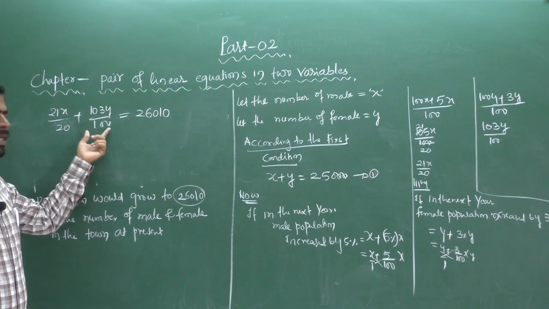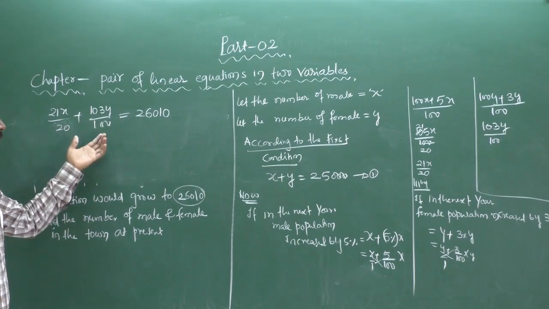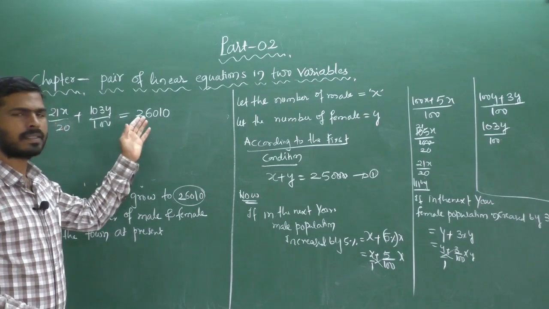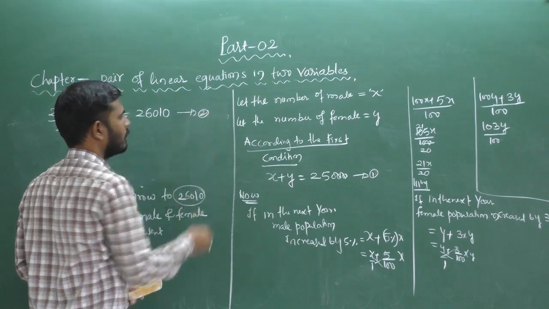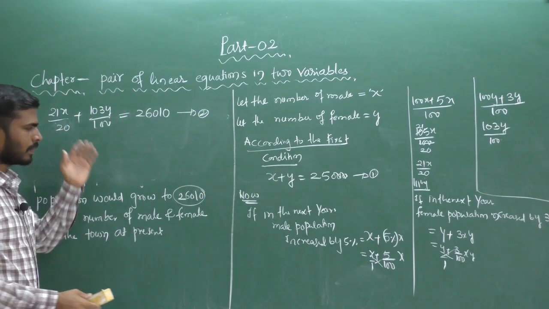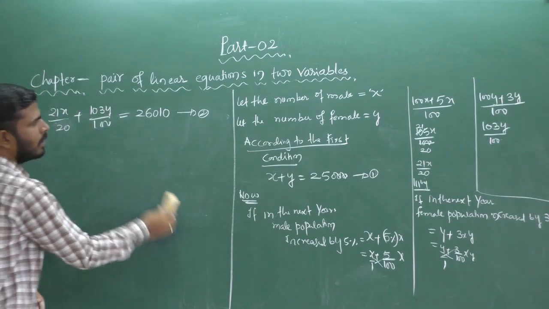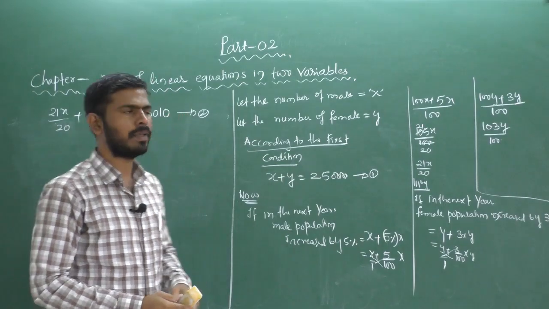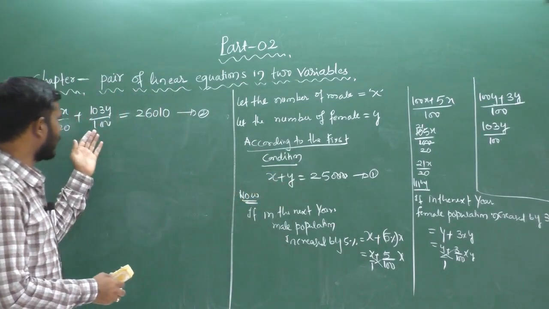You have to simplify. So sum of these two equal to the total population which will grow in a town, that is 26,010. So this one is equation number 2. This is equation number 1 and this one is equation number 2. So let us see how to find out x and y, that is number of male and number of female in a town at present.